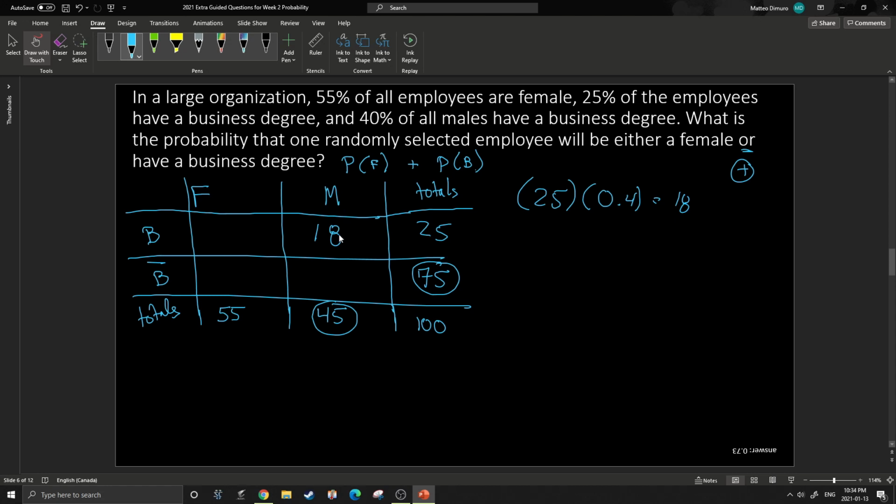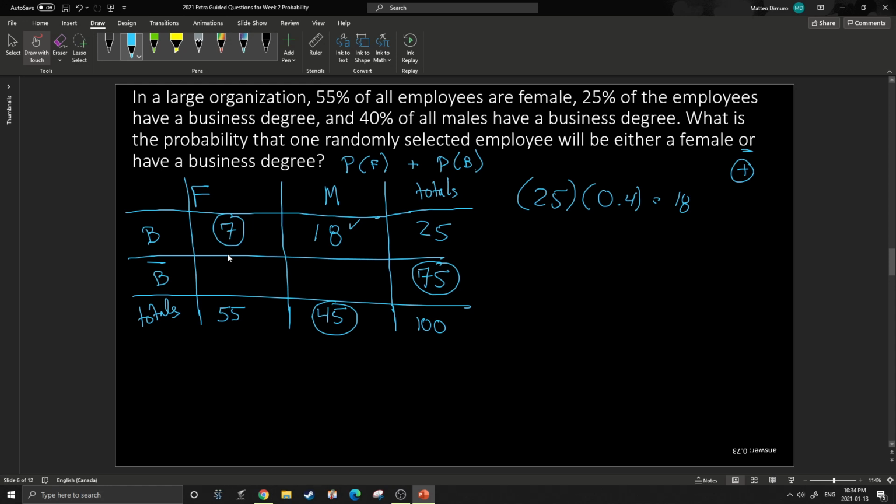Now this was kind of given in the question, right? They give it to us as a percentage, but that's really the tricky part here, is realizing this is 18 and not 40. Okay, so now I can work backwards. I know there's 25 in total. 18 of the males have a business degree, so there's got to be 7 females here. So I'll circle that. And now we can just use our column.